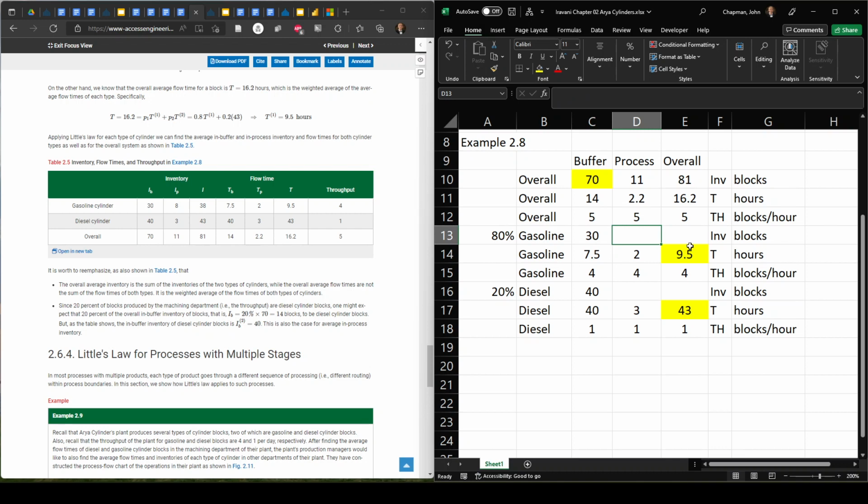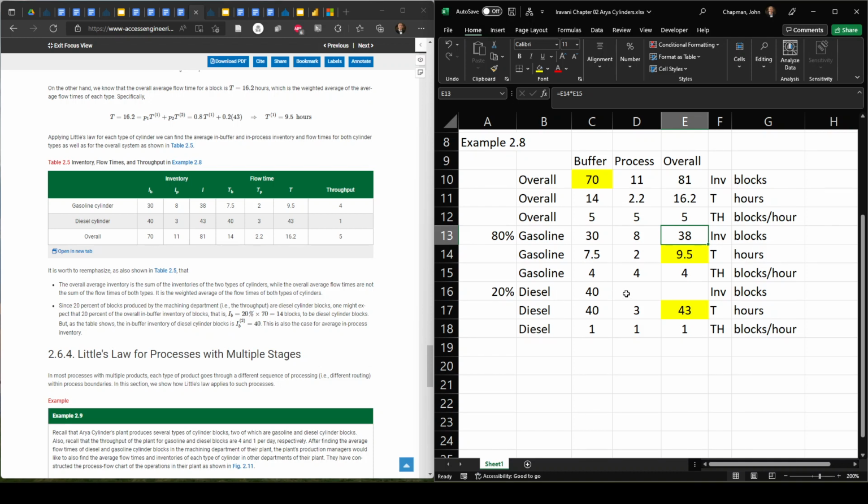We can also calculate the inventory of the process by using Little's law. There's 8 blocks in the process. Overall for the gasoline, we can also use Little's law to do 9.4 times 5. That gives us 38, and that's also 30 plus 8, right? There's 2 ways to calculate that.